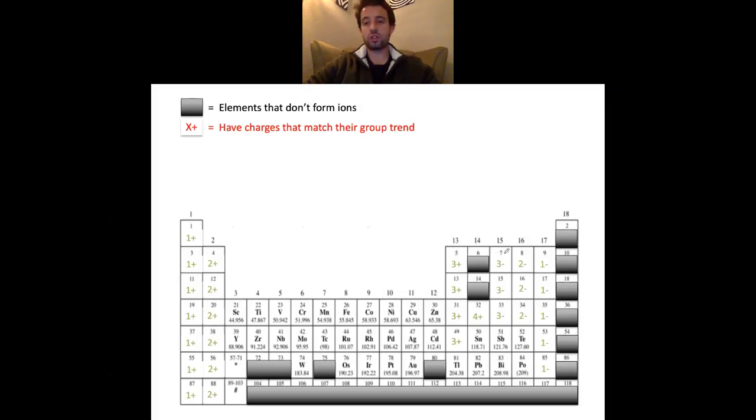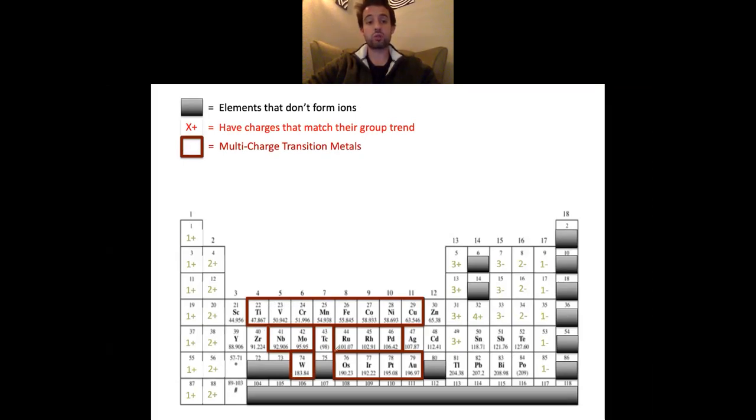Columns 13, 14, 15, 16, and 17 get a little bit more tricky because some of them follow these rules, but some of them don't. Some of these guys down here have multiple charges. Outlined in red, we have all the transition metals that have multiple charges. So all these guys have multiple charges.